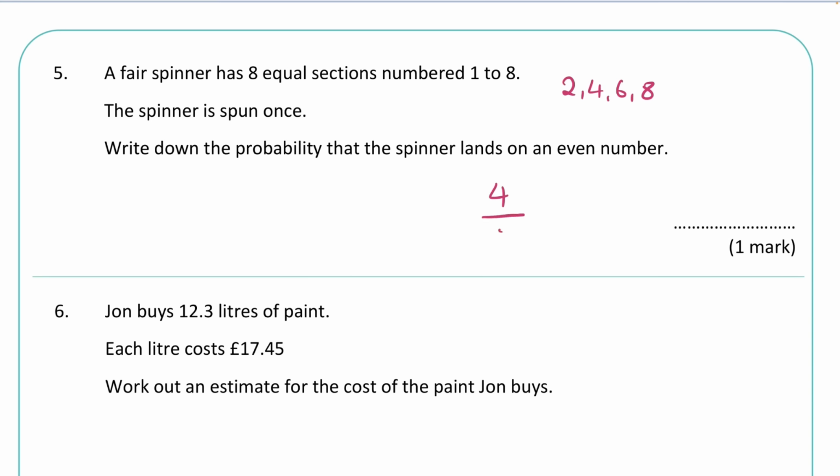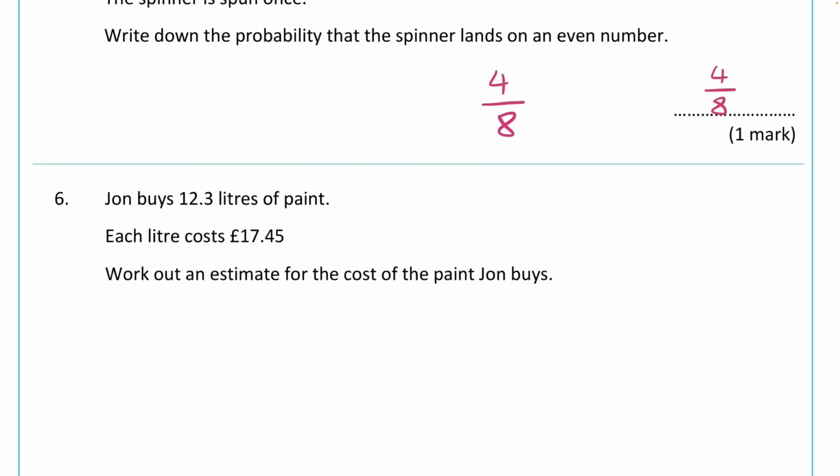4 out of 8. Now of course that fraction can be simplified, however it doesn't say it has to be written in its simplest form, so you're not going to gain additional marks for simplifying that down to 1 over 2, so I would just leave the answer as 4 over 8 rather than risk simplifying a fraction in a probability question and potentially getting the simplification wrong. So there we go, 4 over 8, or of course 1 over 2, or any other equivalent fraction to that.